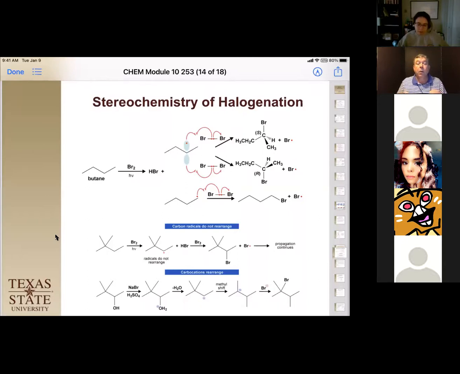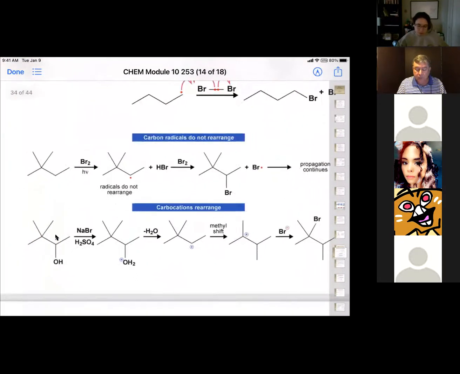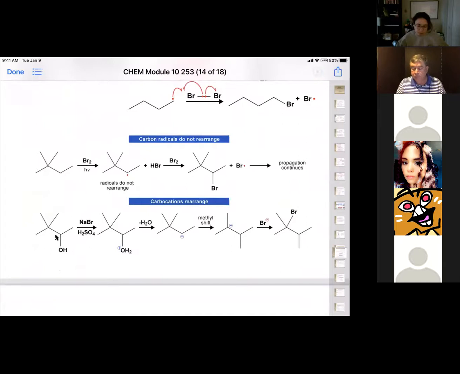Okay. One of the cool things about halogenation, though, is that if you have a secondary carbon next to a quaternary carbon, you are going to get your bromination at that secondary carbon. It will not rearrange like a carbocation. Okay, so in the case of here, we have this substrate. We form the radical on this secondary because it's the most stable, and it's not going to move.